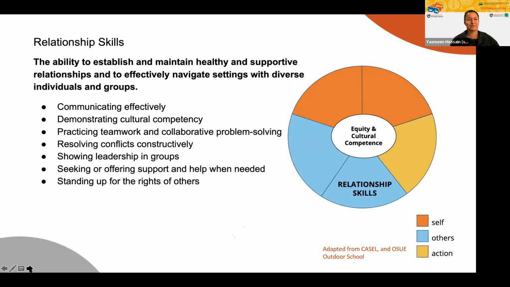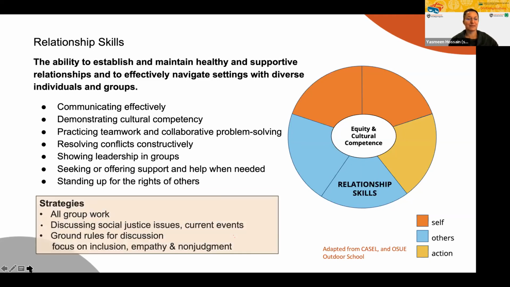Relationship skills, another blue category, which is about others. So this is the ability to establish and maintain healthy and supportive relationships to effectively navigate settings with diverse individuals and groups. It's about communication, cultural competency, teamwork, collaborative problem solving, resolving conflicts constructively, maybe some restorative justice if it's appropriate, showing leadership, seeking and offering support and help. Sometimes the hardest thing to do is to ask for help. And then standing up for the rights of others. One more click, please.